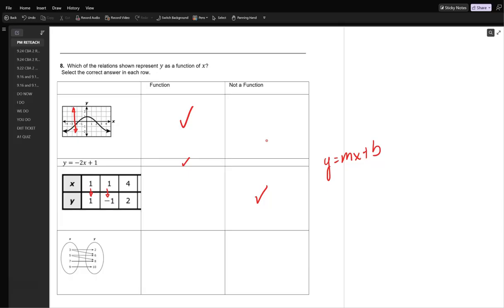This, right, once again, every x has exactly one y. That's your definition for a function. This x has this y, this same x has another y, so it fails. Okay.